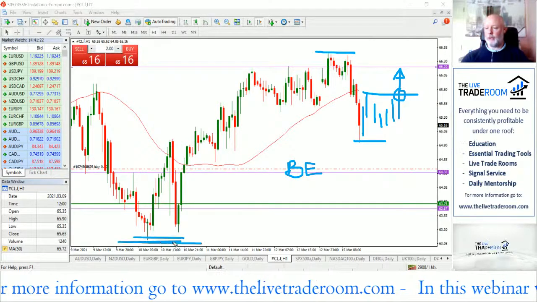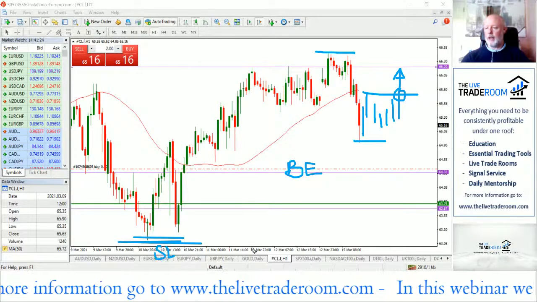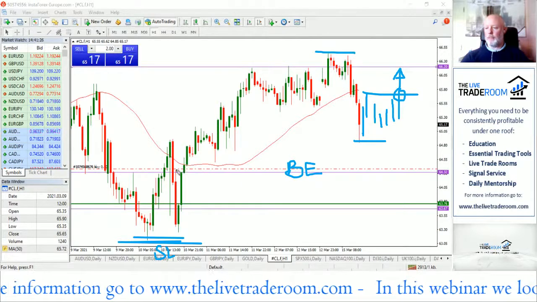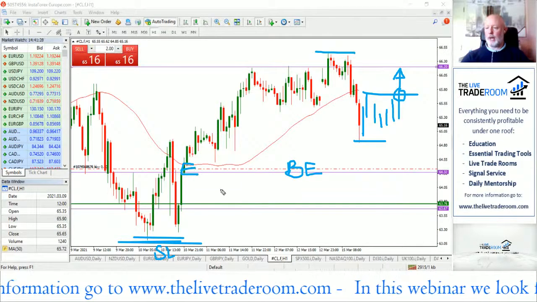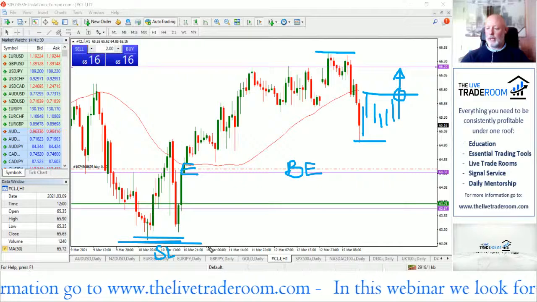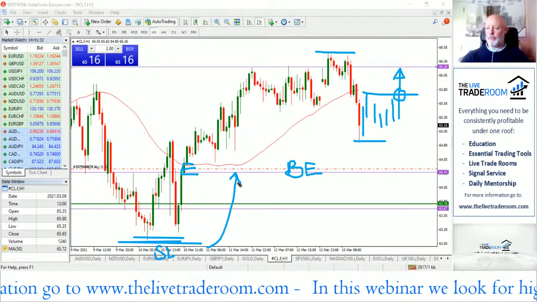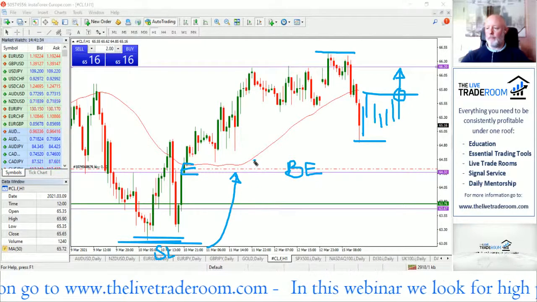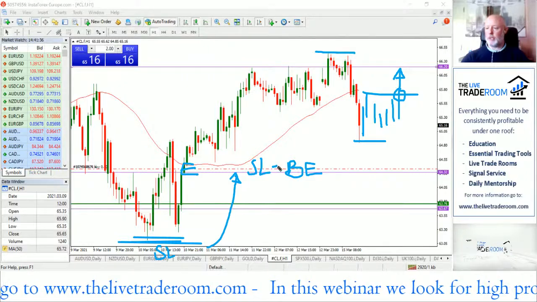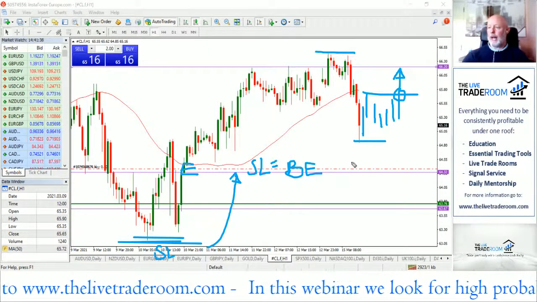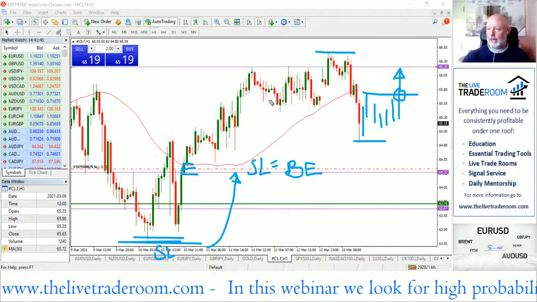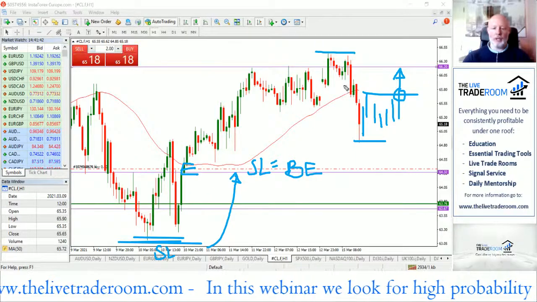Let me put that up on screen. So we had our stop loss there. We had our entry just in and around this price. So we were able to bring our stop loss right the way up to break even. So our stop loss is at break even. And as this market has kicked on to the upside, that's what you'd want to see.